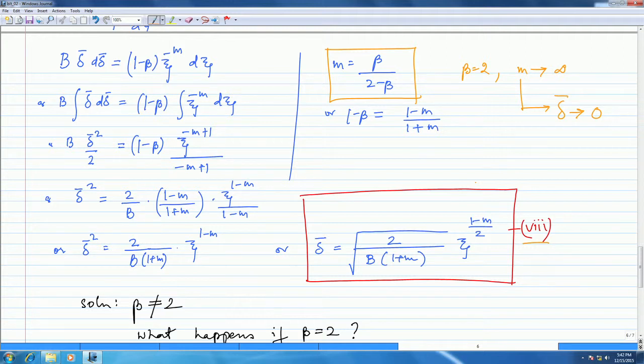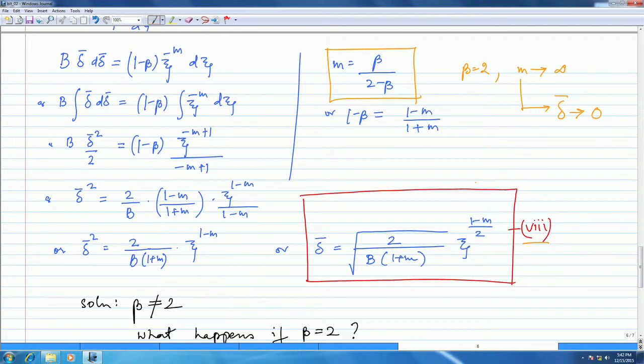And if that happens, then this equation doesn't have any meaning, because all we're trying to do here is understand the behavior of the boundary layer, and if the boundary layer itself is becoming insignificant, then it doesn't mean anything. So we have to restrict our solution to beta not equal to 2. But what do we do if beta is equal to 2? Then we should have a solution for that.